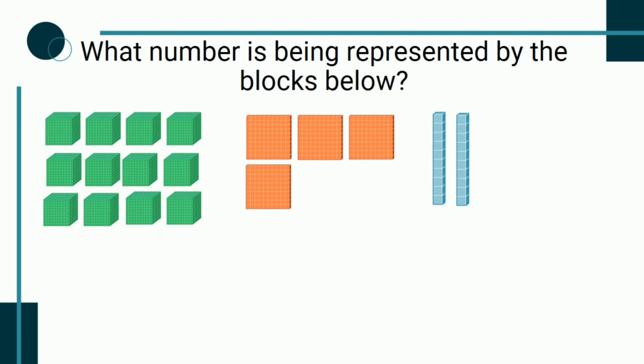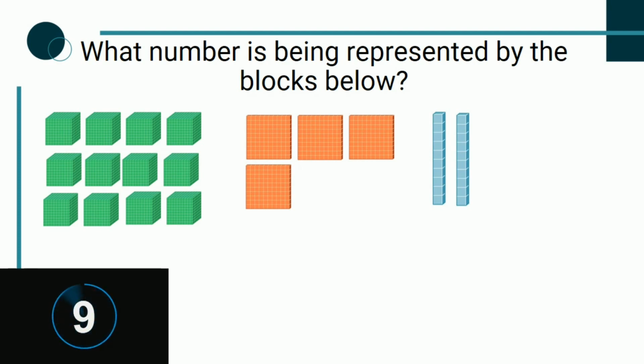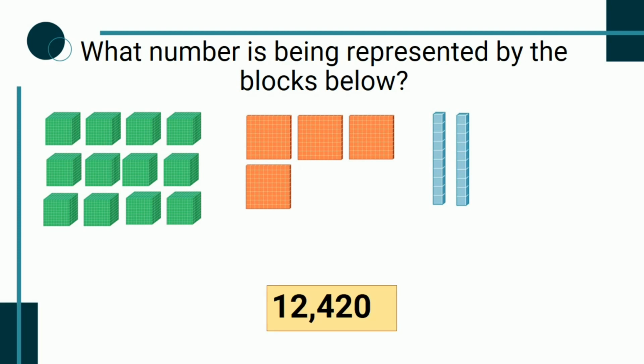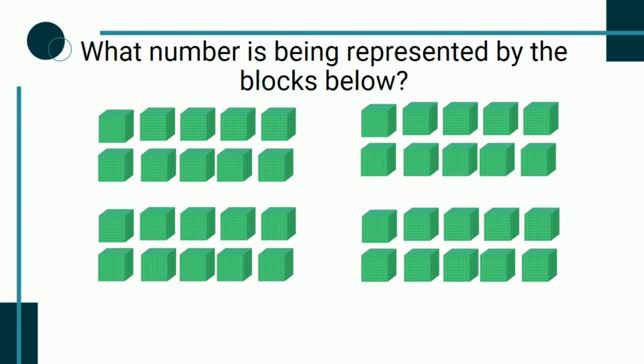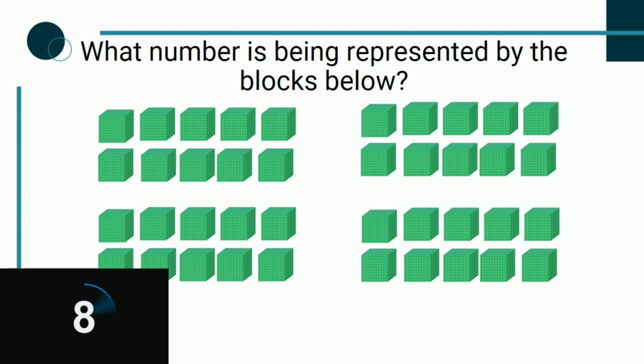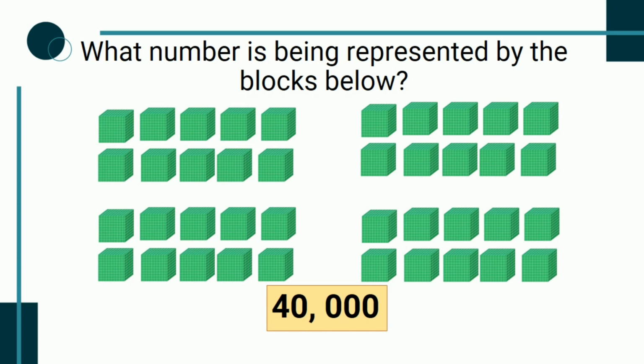What number is being represented by the blocks below? Timer starts now. The answer is 12,420. What number is being represented by the blocks below? Timer starts now. The answer is 40,000.